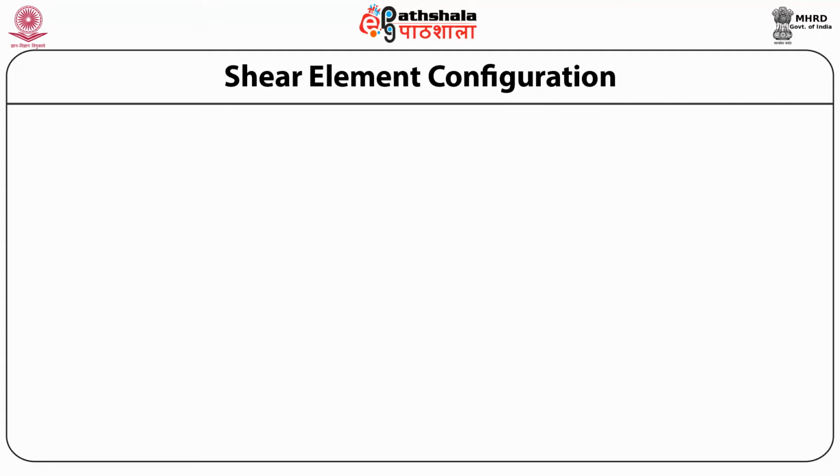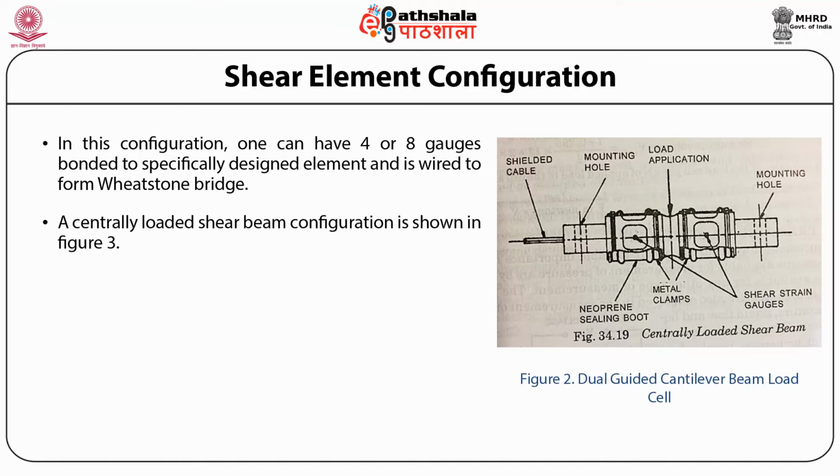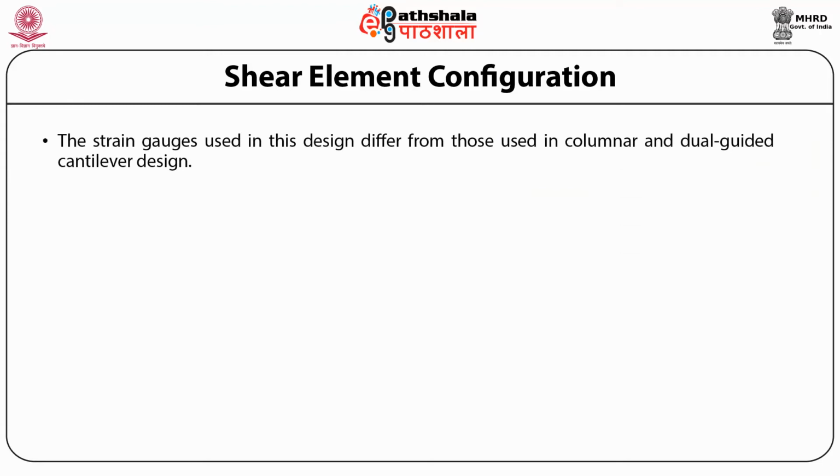3. Shear element configuration. In this configuration, one can have 4 or 8 gauges bonded to specifically designed element and is wired to form a Wheatstone bridge. A centrally loaded shear beam configuration is shown in figure 3. The strain gauges used in this design differ from those used in columnar and dual guided cantilever design.